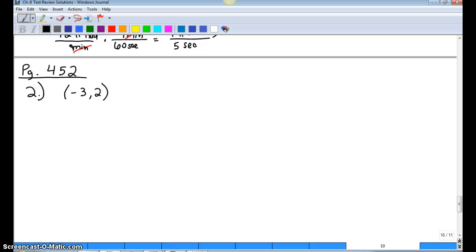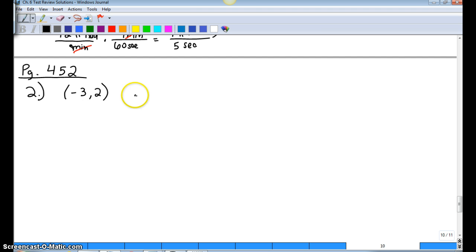On to section 6.4, page 452. The first two problems I'm going to do on this video would be questions 2 and 4. So the instructions: unless otherwise stated, all angles are in standard position. So 1 through 6, you're going to find sine, cosine, tangent when the terminal side of an angle passes through the given point. So in this case, the point (-3, 2).